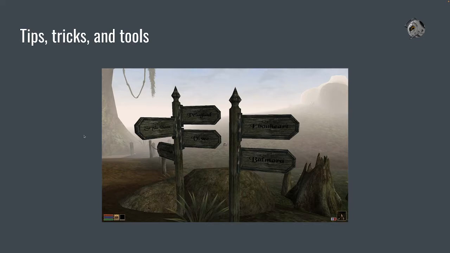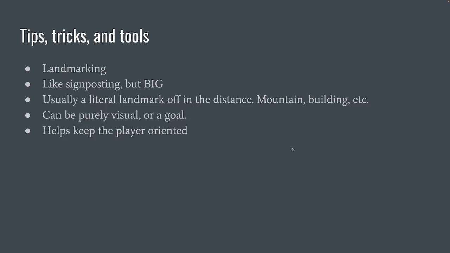Oh, I actually did find an example. So yeah, again, literal signposts, and this is from Morrowind. Just literal signposts that live in your level that help guide the player or keep them oriented. And you can take the same concept and blow it up. This is called landmarking. And again, it could be a literal landmark like a mountain or a building. It can be purely visual, or it could be a goal.